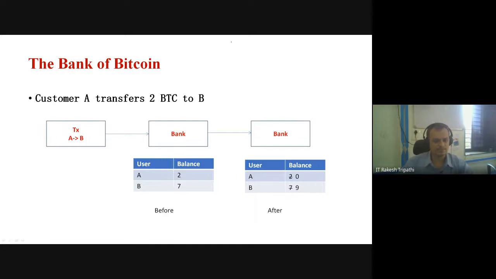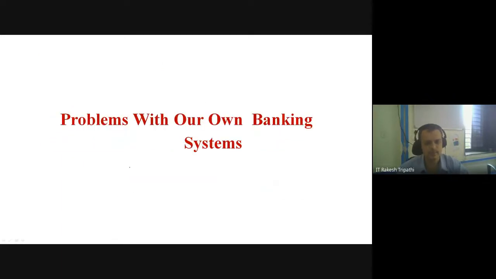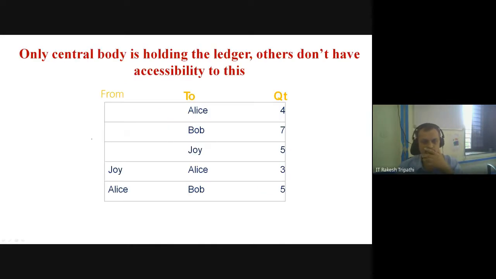This is what happens. Whenever consumer A wants to transfer 2 Bitcoin to B, then B maintains the balance. Currently A's balance is 2, B's balance is 7. Then if A has transferred 2 to B, the balances are updated to 0 and 9. This is what happens in your banking system. The problem with our banking system is this.